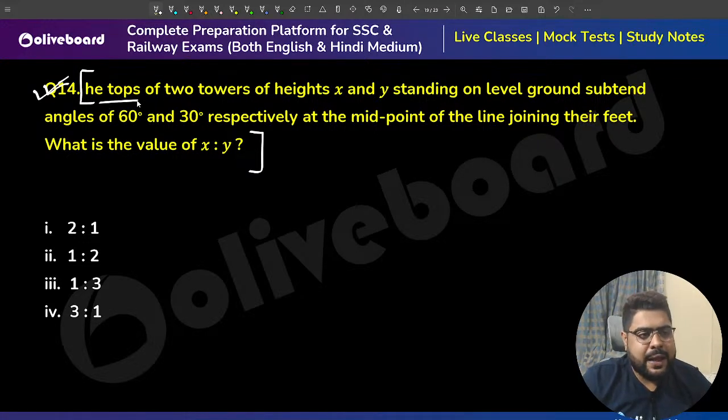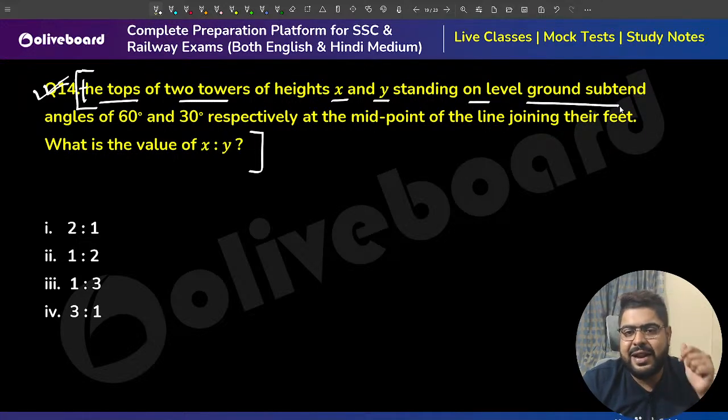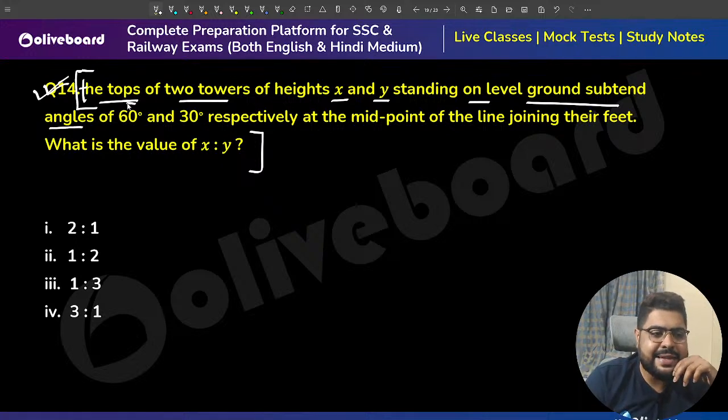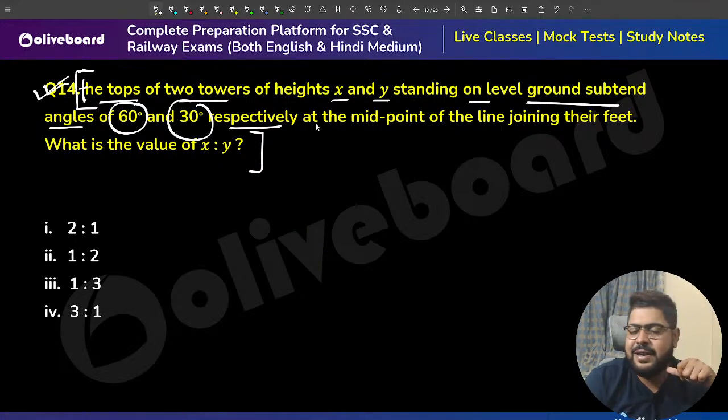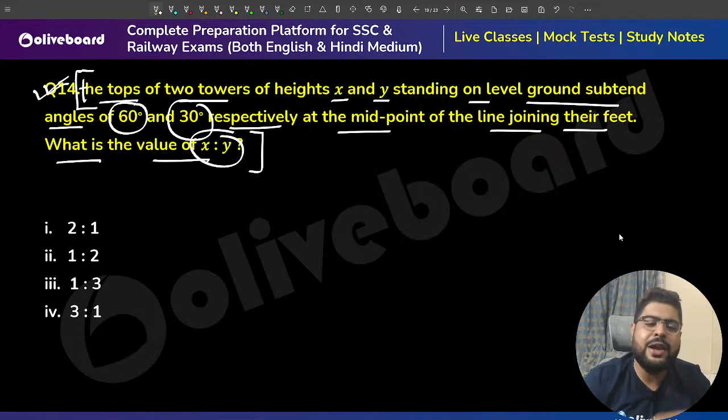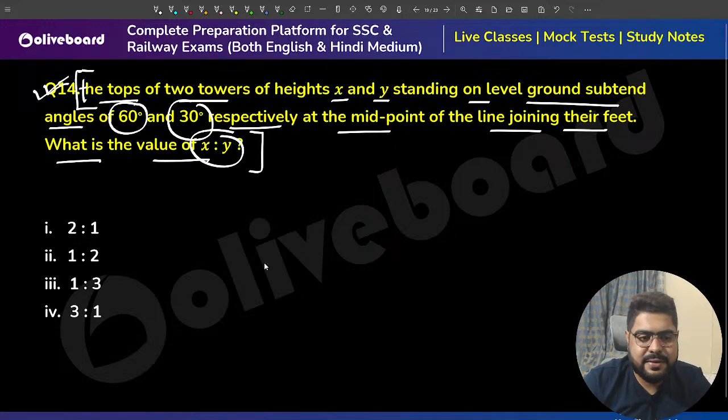Now, the tops of two towers of heights x and y standing on level ground subtend angles 60 and 30 degrees respectively at the midpoint of the line joining their feet. What is the value of the ratio x to y? So let us see, sir.